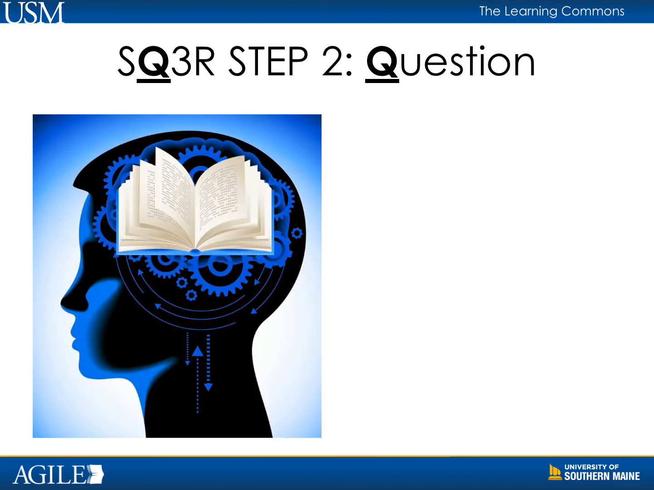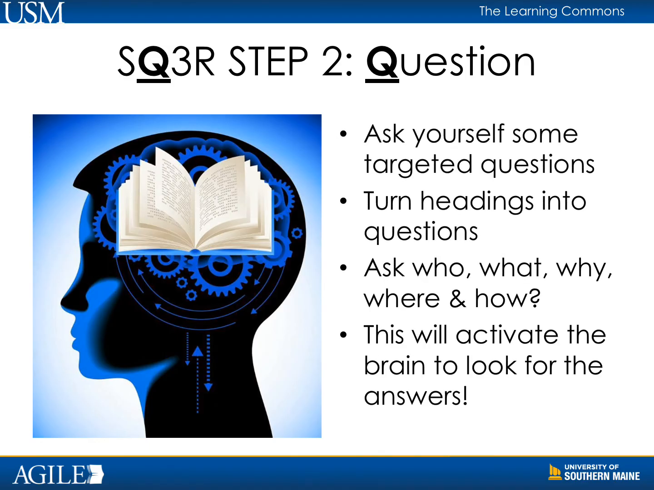Step 2 is to question. During the surveying process, ask yourself some targeted questions. You can even turn a boldface heading into questions you think will be answered in that section. For example, if the heading is "The War of 1812 Begins," it takes less than 30 seconds to ask yourself questions such as, who was involved in the war? Why did the war begin? Where was the war fought? By asking these questions, it activates the brain in a way that will motivate you to look for those answers. When your mind is actively searching for answers to questions, it becomes engaged in the learning process.